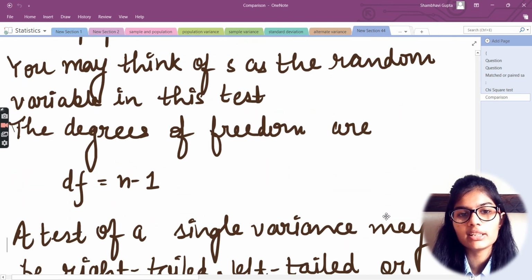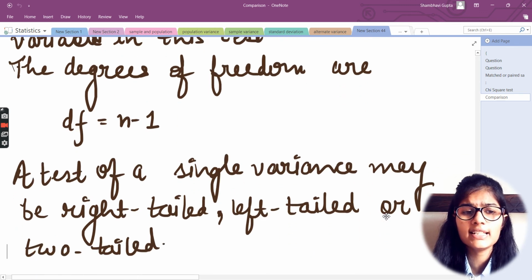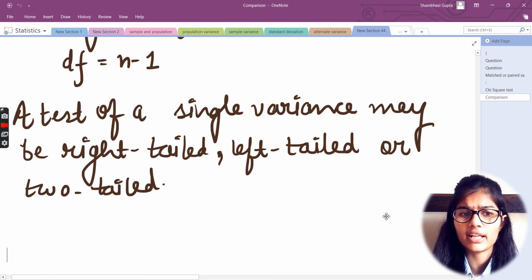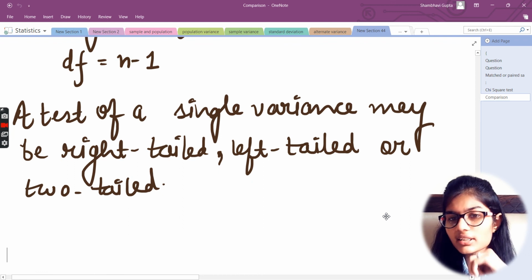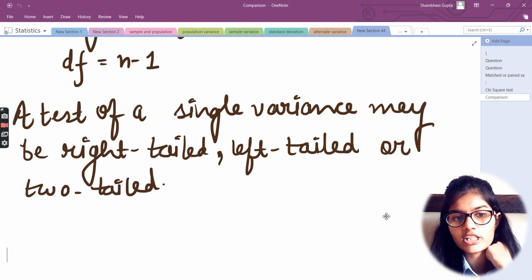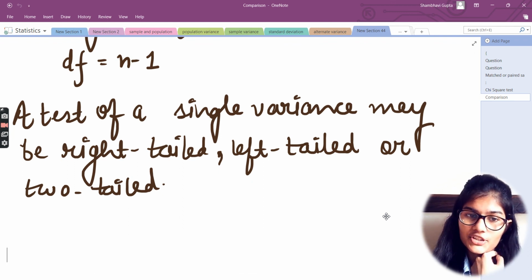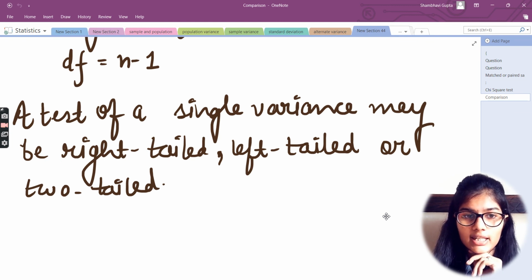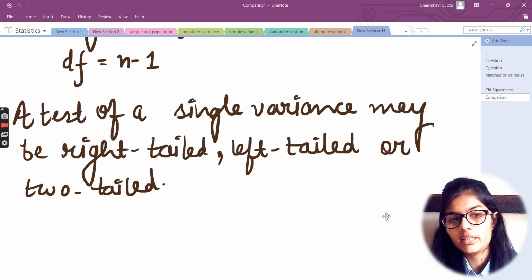Now you may think of s as a random variable in this particular test. In that case the degrees of freedom is df equal to n minus 1, right? So our test of a single variance may be right-tailed, left-tailed, or two-tailed as well, right? It depends on the conditions and values you are given, and according to that it is decided whether it is right-tailed, left-tailed, or two-tailed.